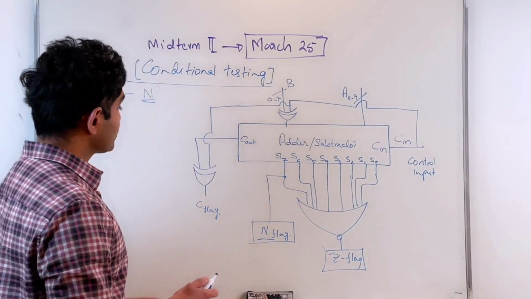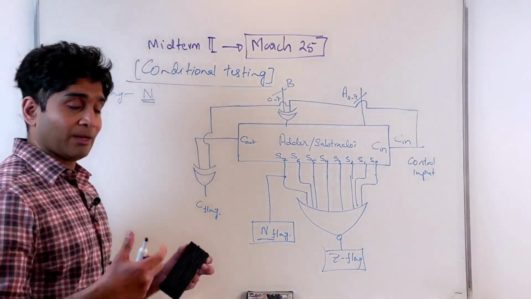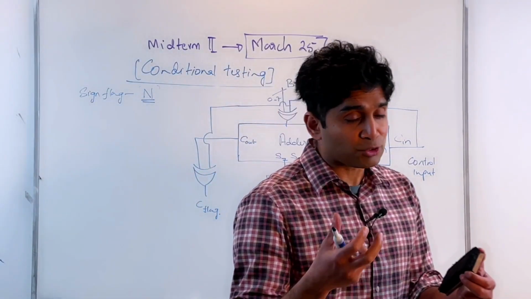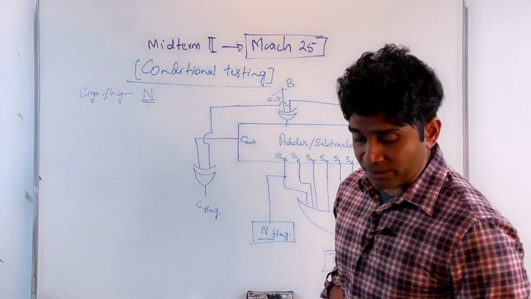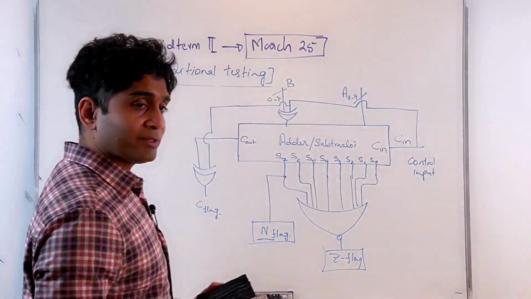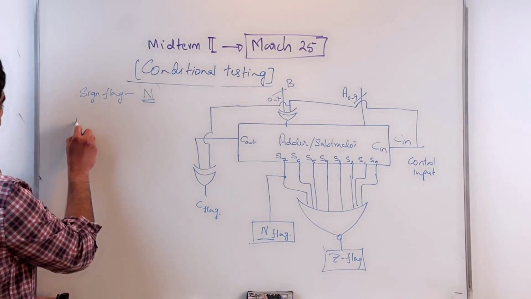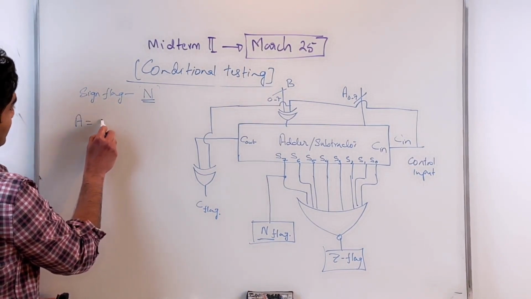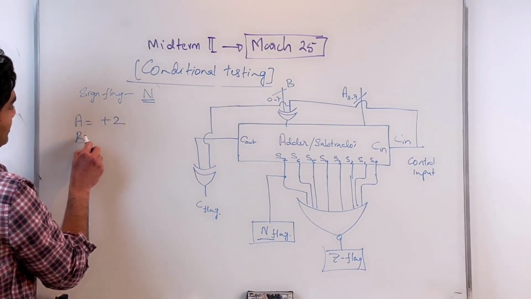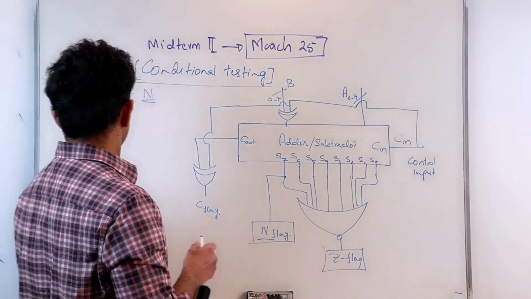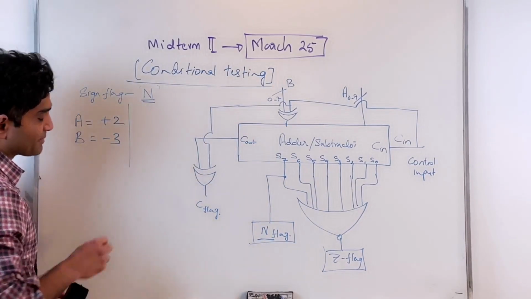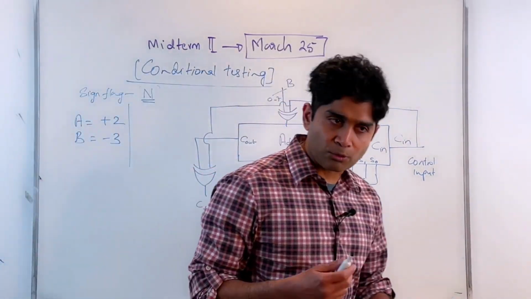For signed operations, because now I'm working with signed operations where the sign actually makes sense, I can start using my N flag to compare the magnitude between A and B. For example, let's say A is +2, B is -3. Again, for simplicity, let's focus on 4-bit numbers.